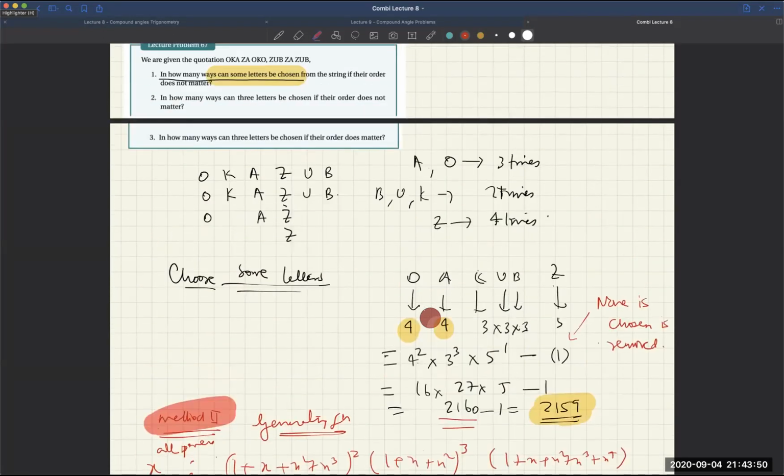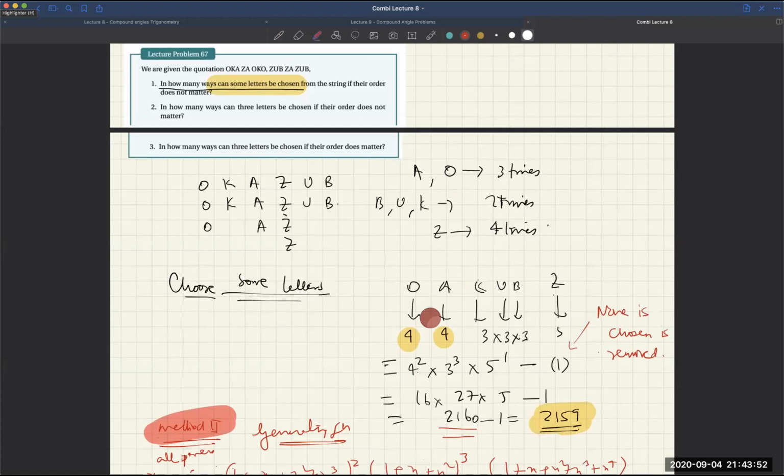Okay, now try the next problem. I hope this problem is clear. Achha, this has a second part and a third part too, so so far we have only solved the first part. Now do the second and third parts. How will we get to the second part? In how many ways can 3 letters be chosen if their order does not matter? Order does not matter means this is combination with repetition, right? I hope this is clear guys.